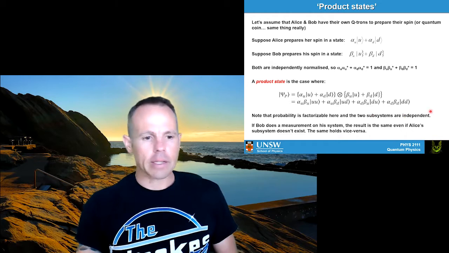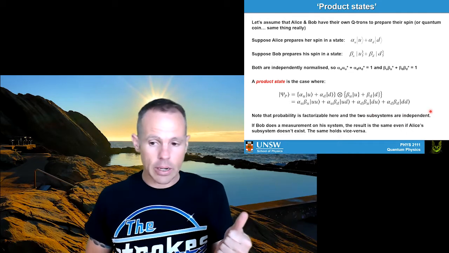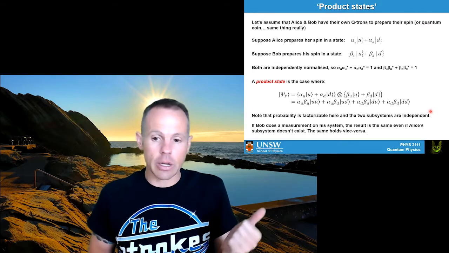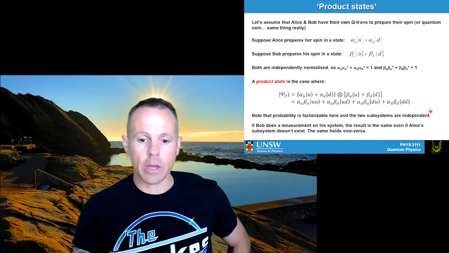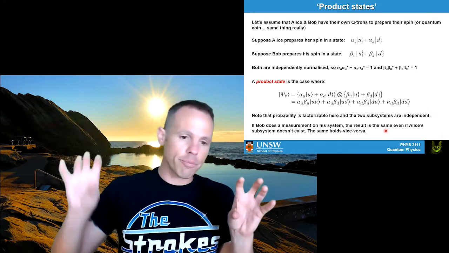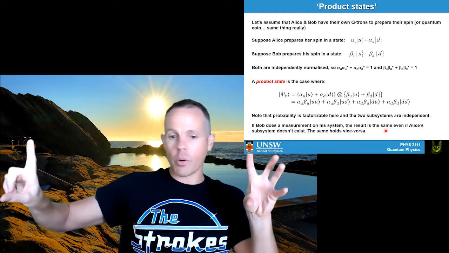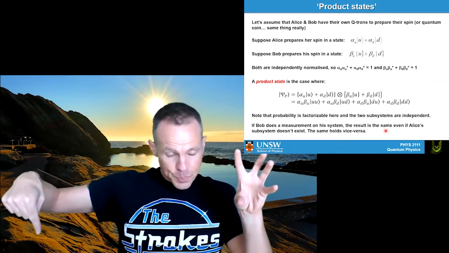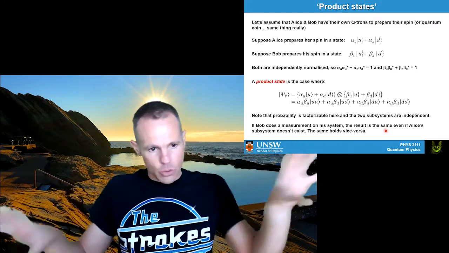So that's pointing to us already, because the probability is factorizable, that there's no correlation in here. And so this is essentially a zero entanglement state, right? They're two completely independent things. And if Bob does a measurement on his system, he will find either the spin is pointing up or the spin is pointing down. And Alice's system doesn't care, right? It will do whatever it's going to do because they're two separate systems.